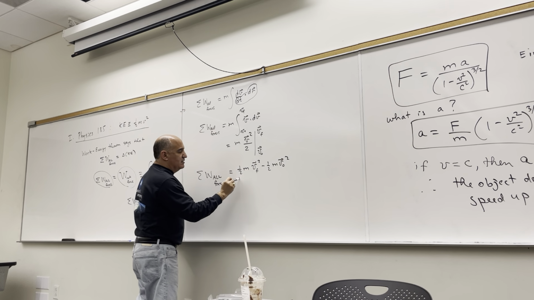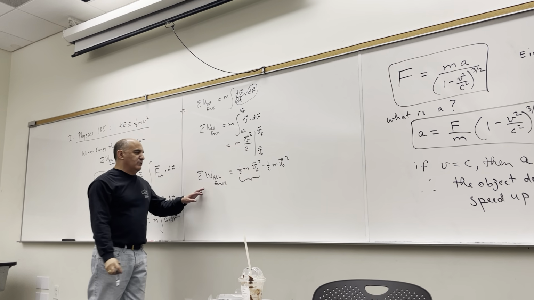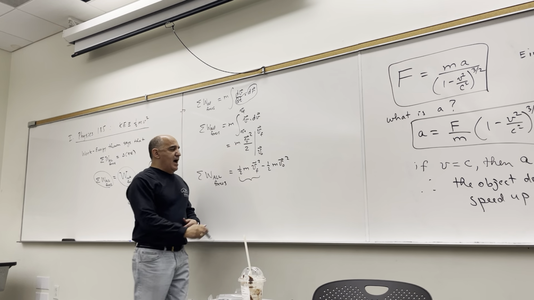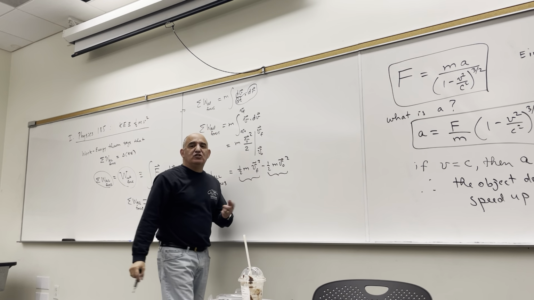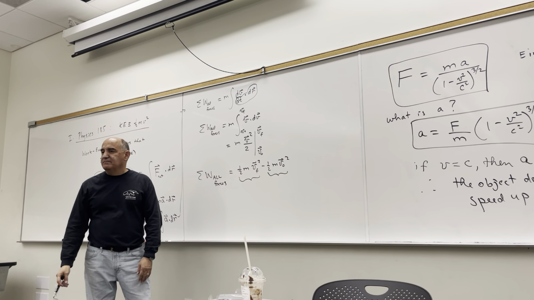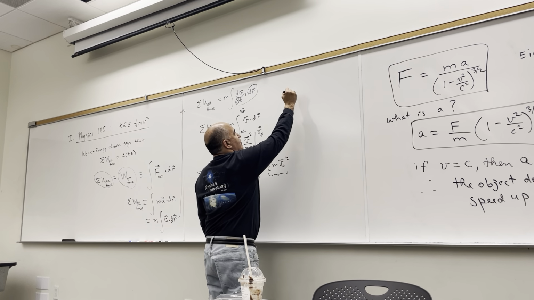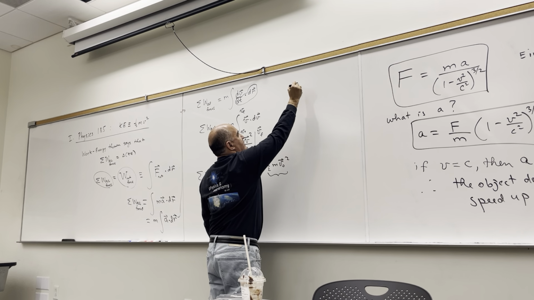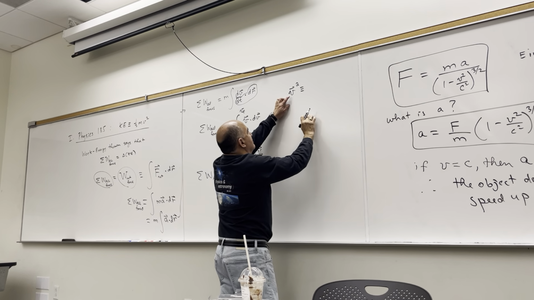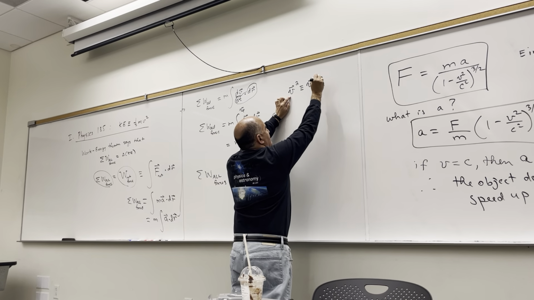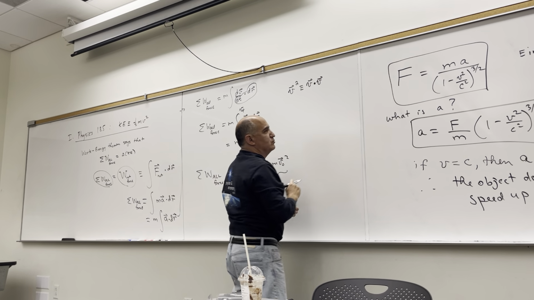And notice that the sum of the work done by all the forces is equal to something that just depends on the final speed and something that just depends on the initial speed. I don't care what the speeds are in between. By the way, when you write a vector squared, that means this vector dotted with the same vector, right? That's v squared.